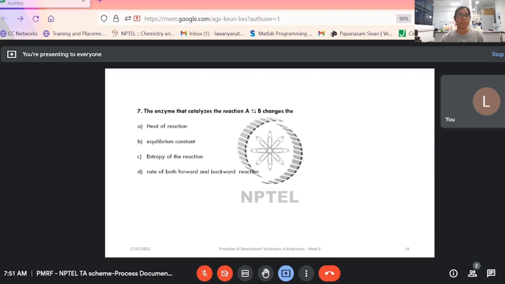Question 7. The enzyme that catalyzes the reaction A to B, which is reversible in both directions, changes the heat of reaction, equilibrium constant, entropy of the reaction, and rate of both forward and backward reaction. Let's take 5 seconds. Please think about what an enzyme actually does in a reaction.